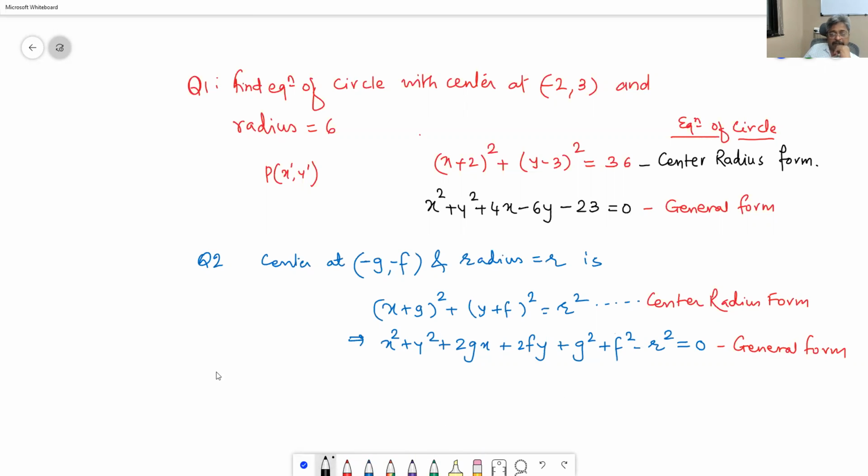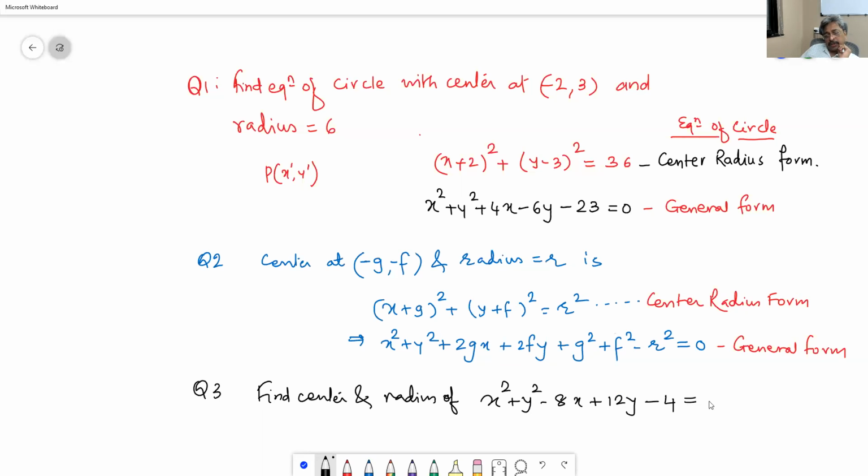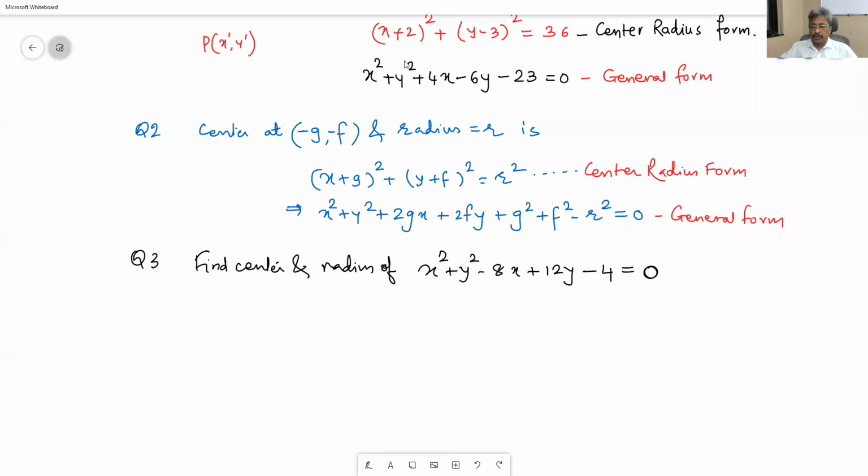So question number 3. Find center and radius of x square plus y square minus 8x plus 12y minus 4 is equal to 0. You should now practice doing it orally. You have to compare this equation with this general form and get back to the center and radius directly.